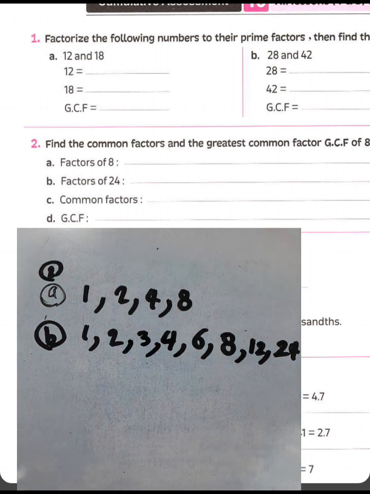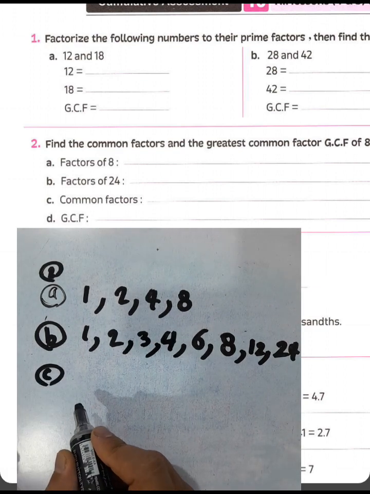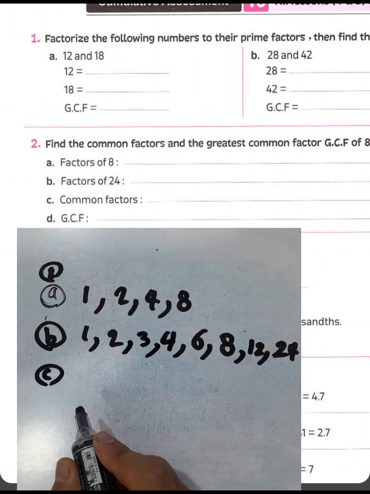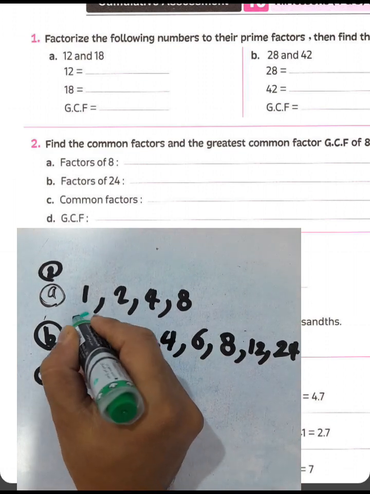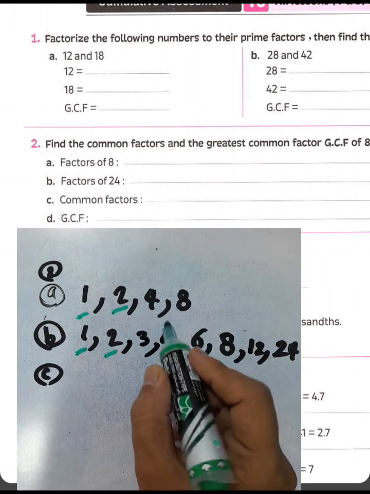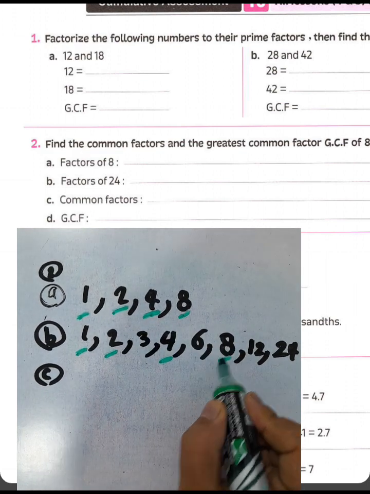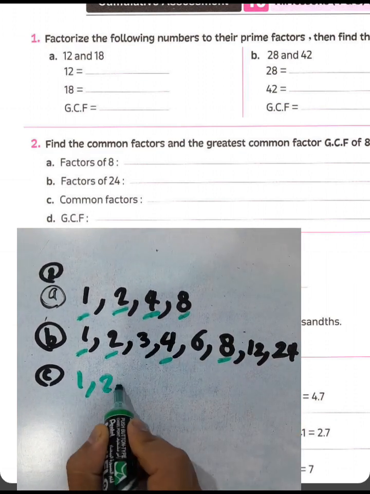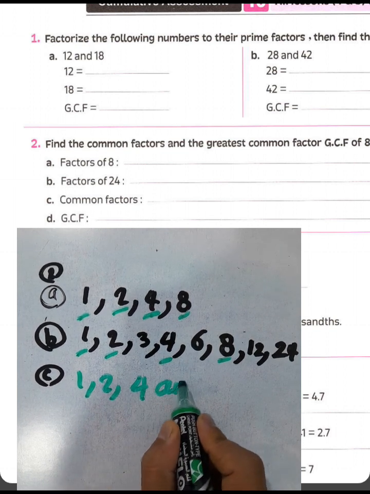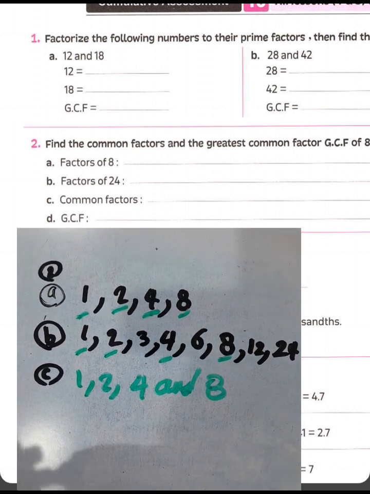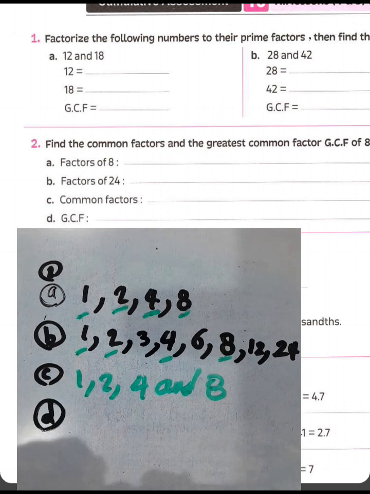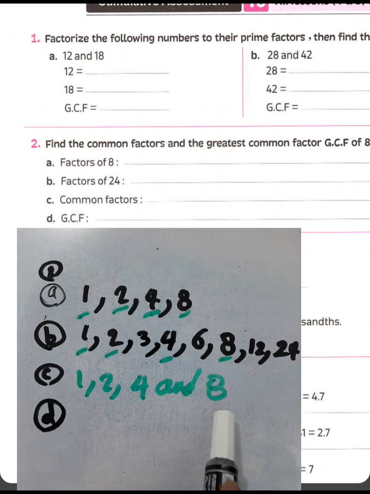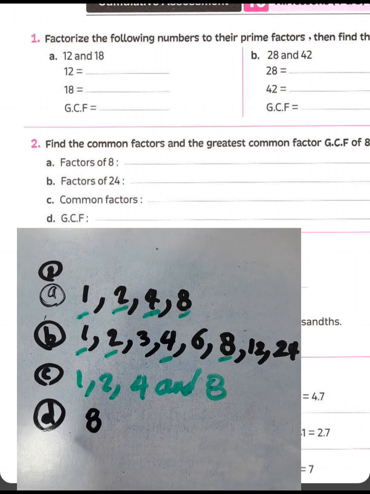Letter C, we want to find the common factors between them. The common factors between them will be 1, 2, 4, and 8. Letter D. The greatest common factor between them equals what? What is the greatest factor here? 8. It's the greatest common factor between the two numbers here.